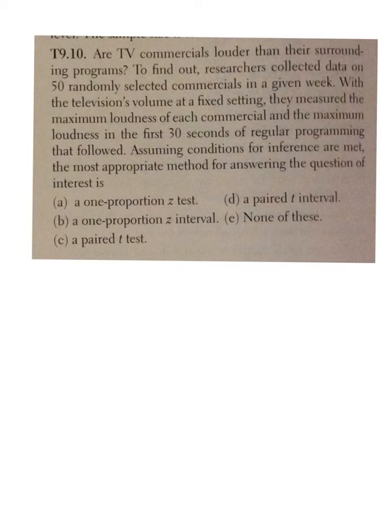Now, because they're taking a measurement, it's not just a yes or no answer. Are they loud or are they not loud? So that rules out any of these proportional things, right? A proportion is like a z-test, z-interval. That's kind of a yes or no answer. And they don't ask us what the actual sound level is, because that would be an interval. So it's going to be a paired test. They measure before and they measure after, and then they see the loudness level. So that would be letter C.